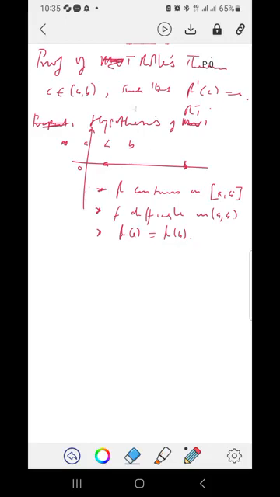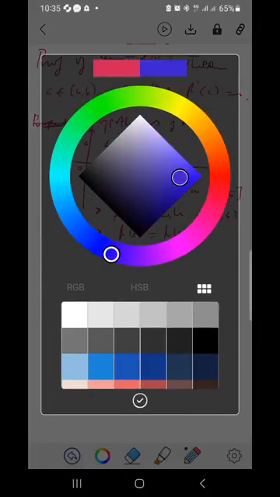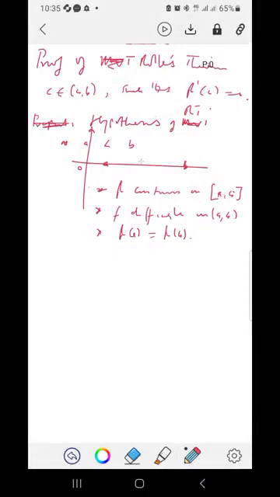We are looking for a point c between a and b, such that f'(c) will be 0.